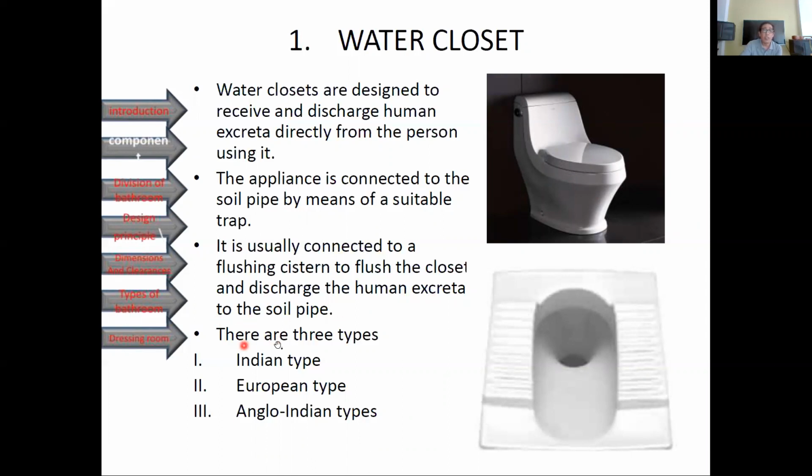pipe. There are three types of water closet, which are the Indian type, European type, and the Anglo-Indian type. We will discuss the three types later. So the inside of this water closet, the mechanism, will differ depending on the brand, depending on the type, and the consumption of water will also differ depending on the brand and the type of the water closet.